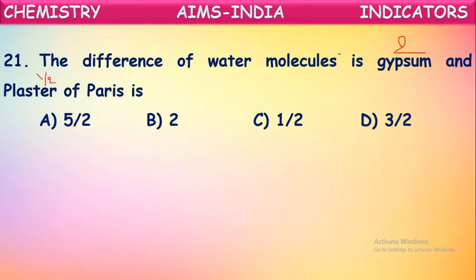Now what is the difference between these two? 2 minus 1/2. We calculate and we get 3/2. Okay, next.